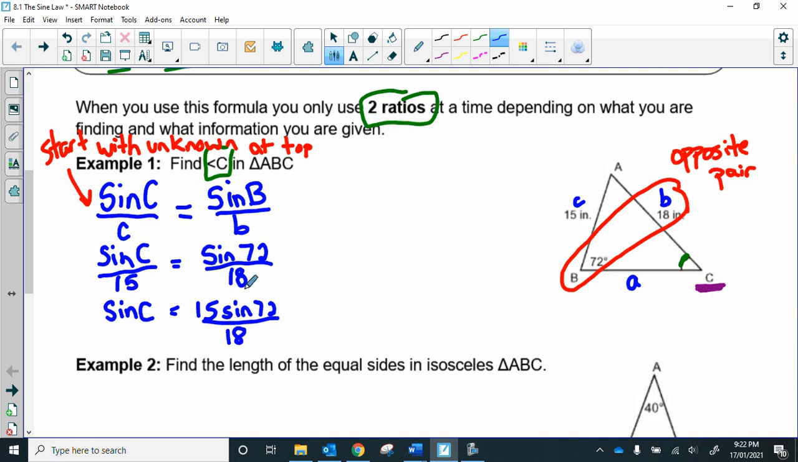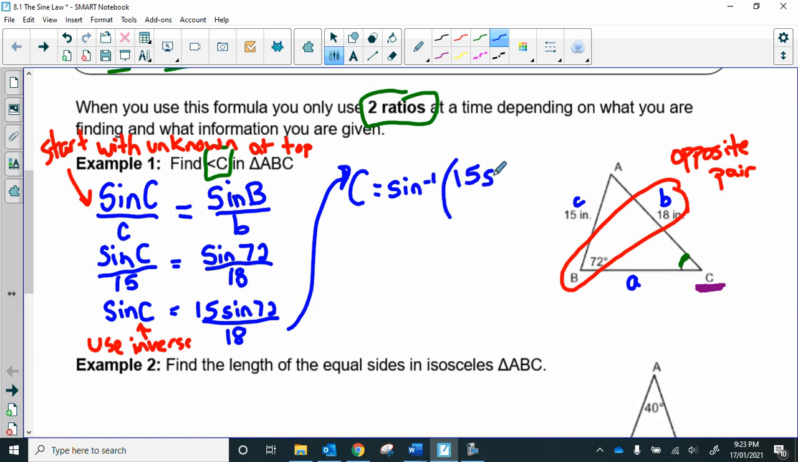Because I'm solving for an angle, it's just like when we were using trig ratios. Anytime you solve for an angle, you're going to have to use that inverse. So I'm just going to bring this up here. I'm running out of room. Angle C then is going to be the sine inverse of all of this stuff.